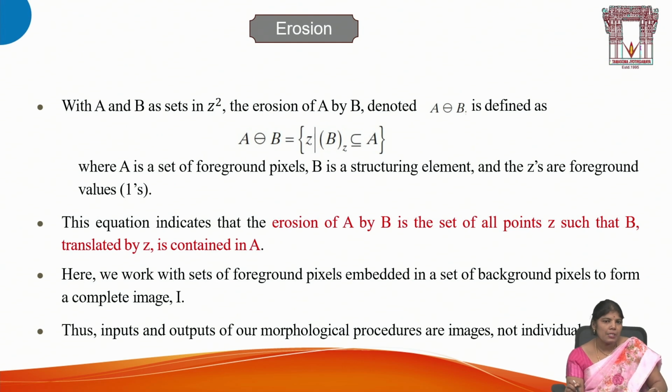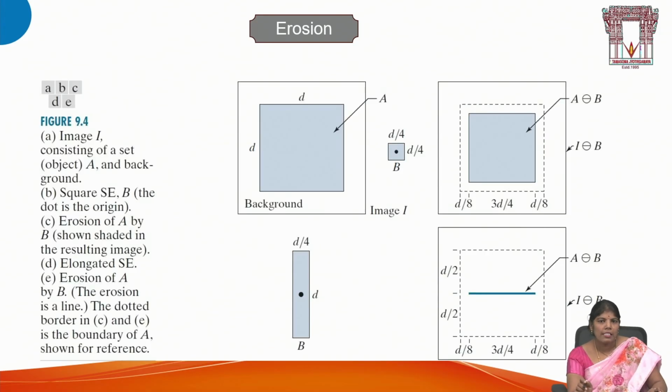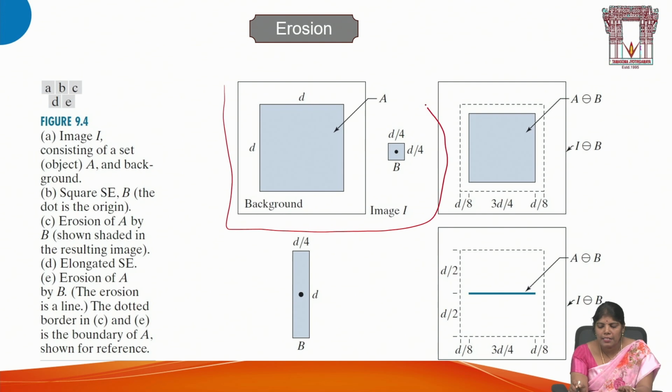Okay, and next, you can see we can apply the erosion on the image. Here I is the image and B is the structuring element. How are the foreground and background separated in the image? See, this is the example I am considering. This entire part is the image, which consists of an object. The object is shaded here and the background is kept the same.